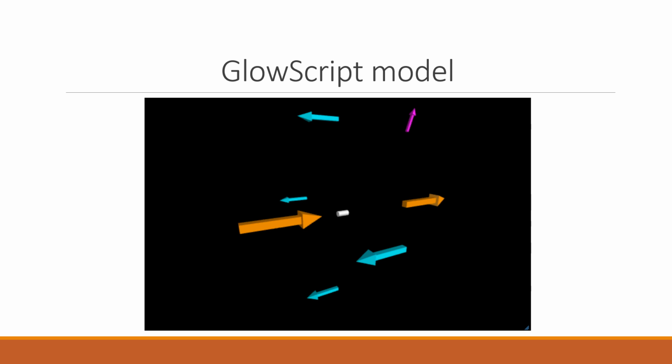So this is what my model ended up looking like. The orange arrows are the magnetic field on the axis. The cyan arrows represent the magnetic field perpendicular to the axis, and the magenta arrow is the magnetic field 45 degrees from the axis.